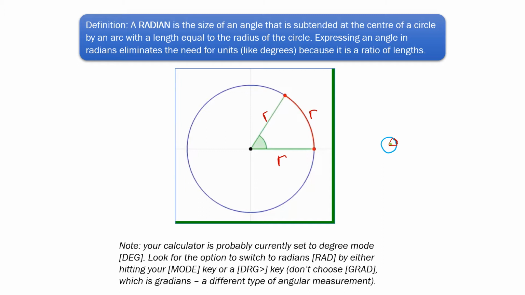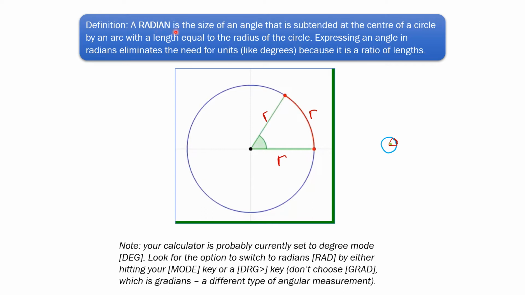No matter what size of circle I draw, if I can put all those proportions in there properly, I've got radii here and here, the plural of radius is radii, and I've got the same length here. This angle will always be the same, no matter what size of circle I draw.